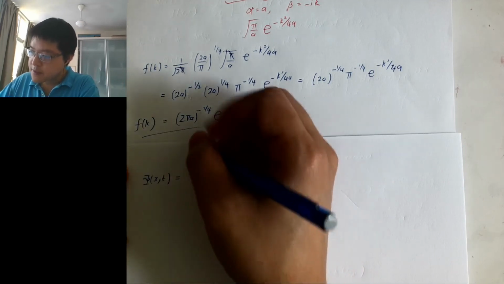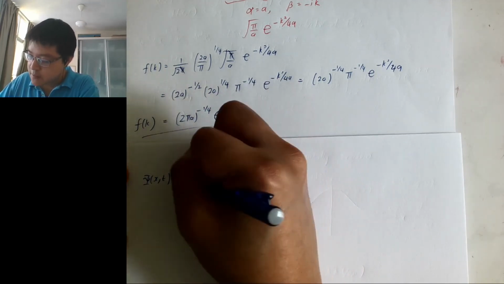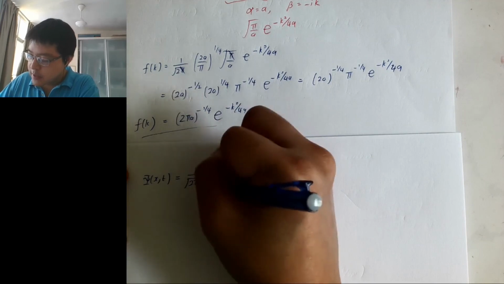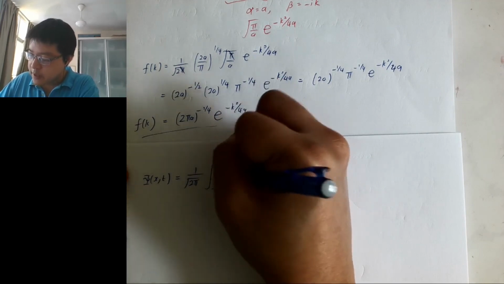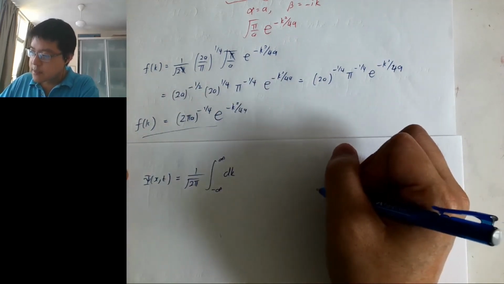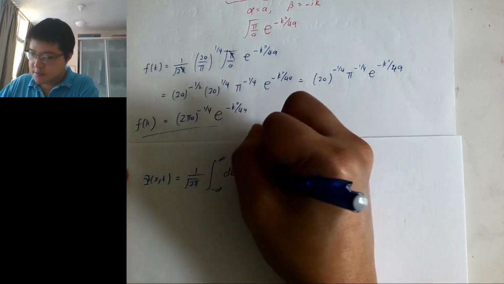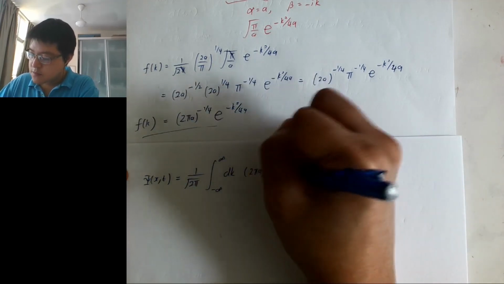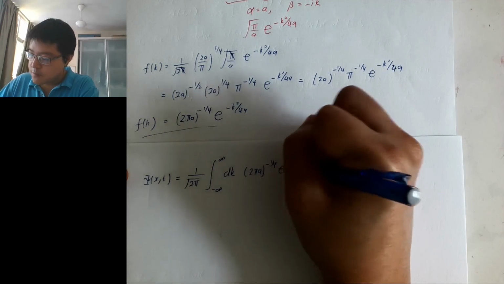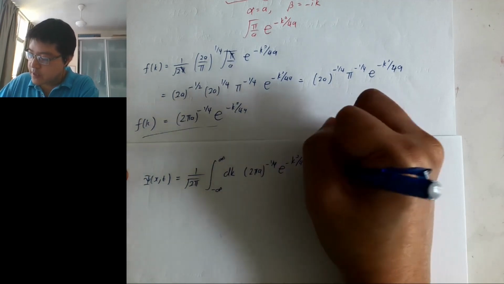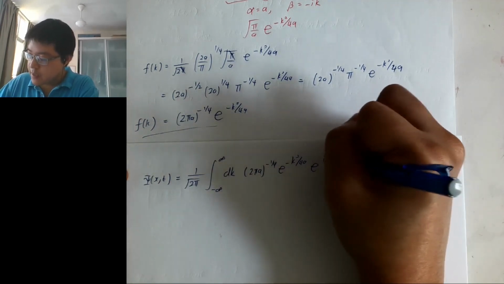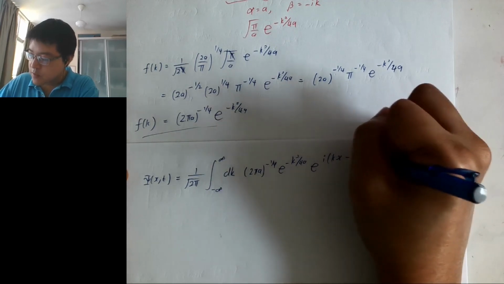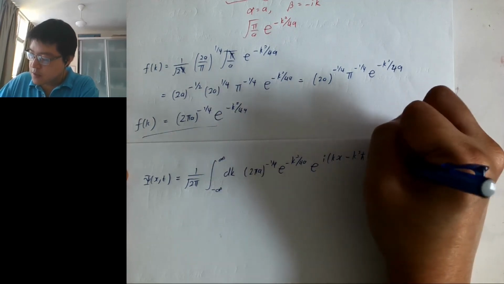So in the front, we had 1 over root 2 pi. And then I'm integrating with respect to k, right? And then my f of k is this: e to the power of minus k squared over 4a, and then e to the i kx minus i k squared h bar t over 2m.